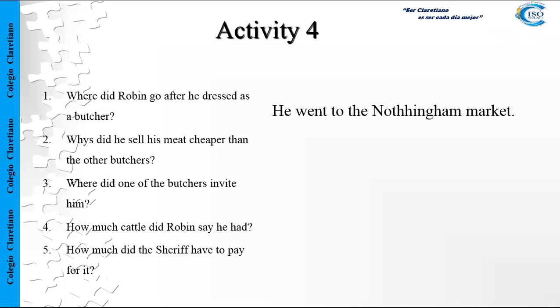Now, in question two, the question is why? What is the reason Robin Hood sells his meat cheaper than the other butchers? Why? Because he was rich? Okay, because what? Let's see, okay? This part is in page 17. Let's read, okay? Let's find this part. Why did Robin Hood sell his meat cheaper than the other butchers? Why?